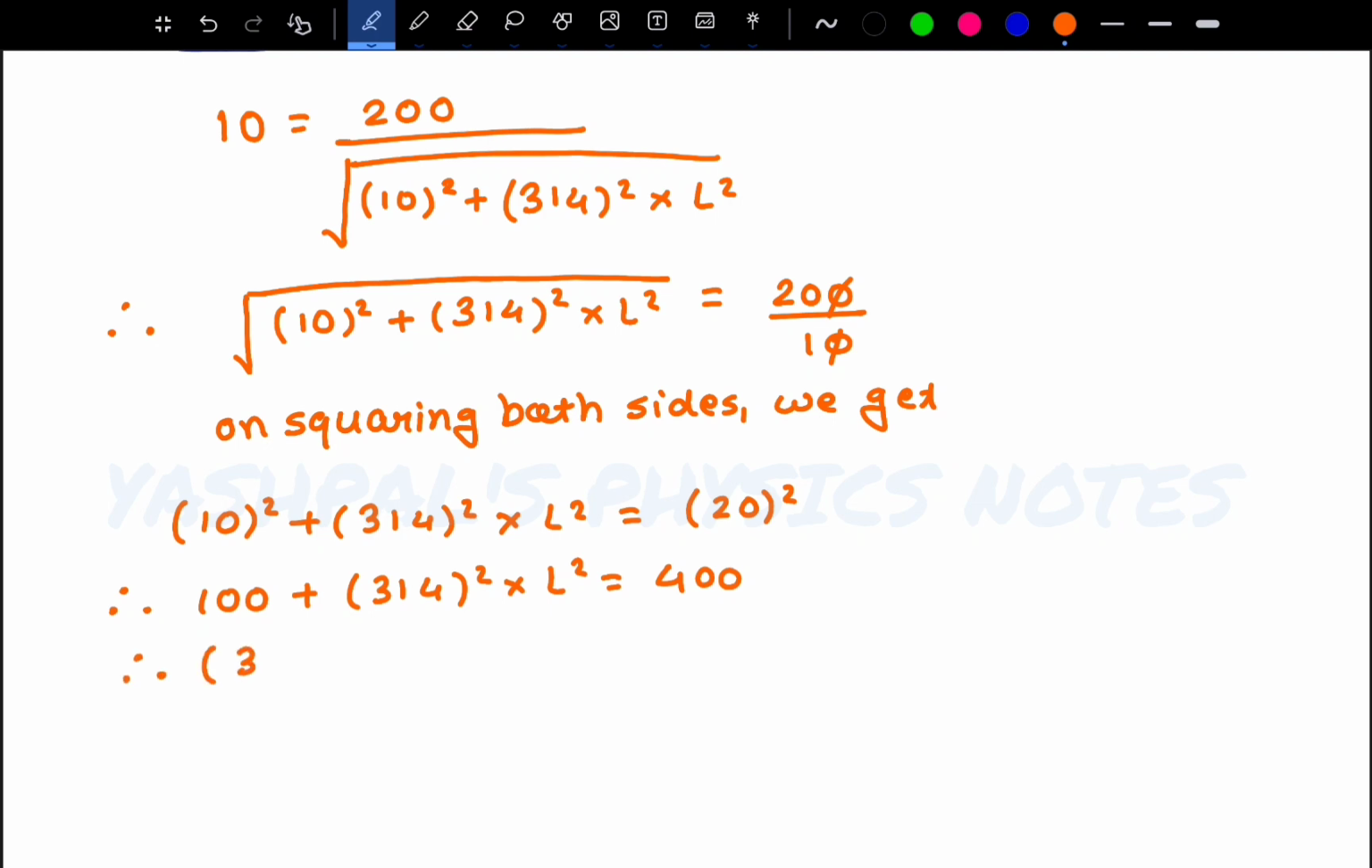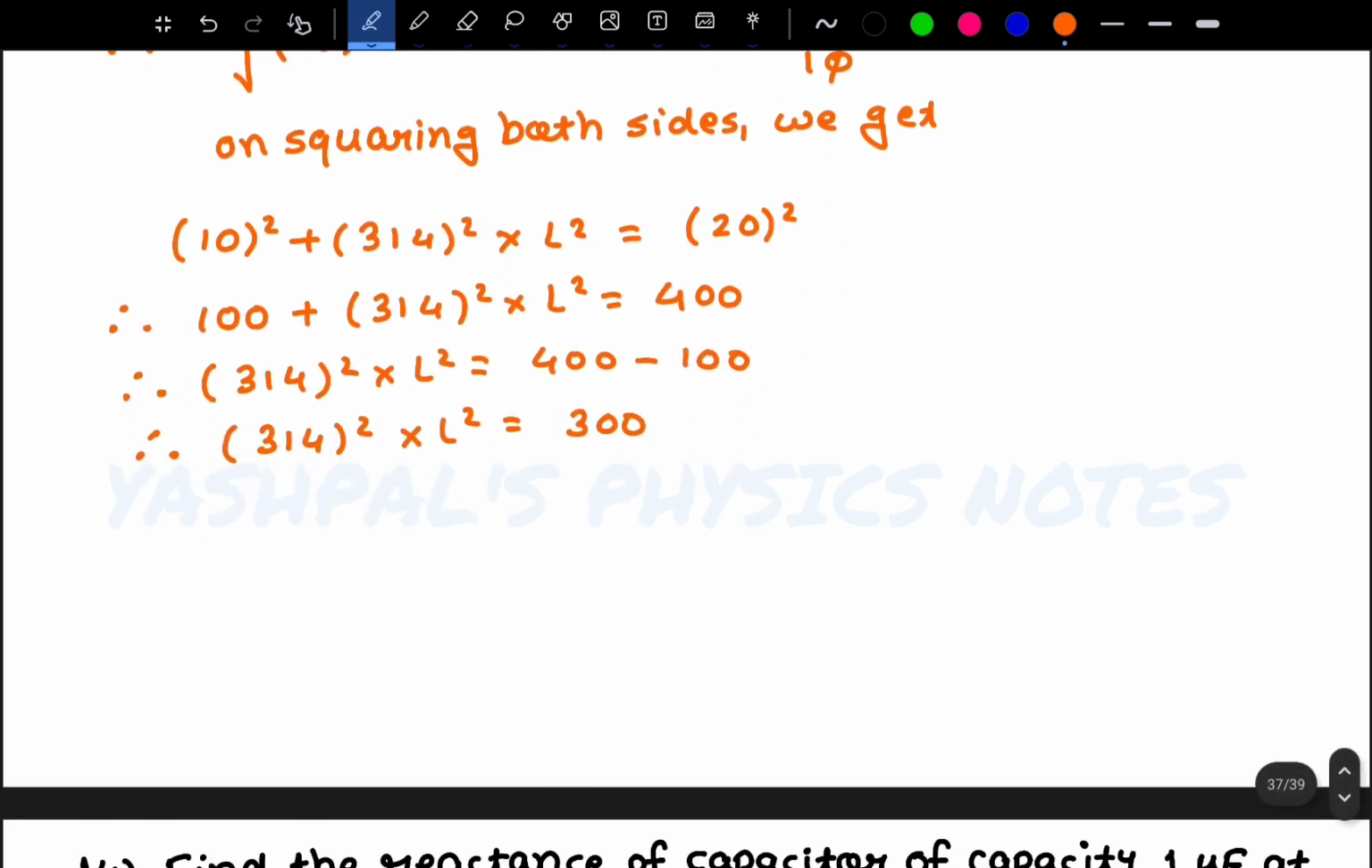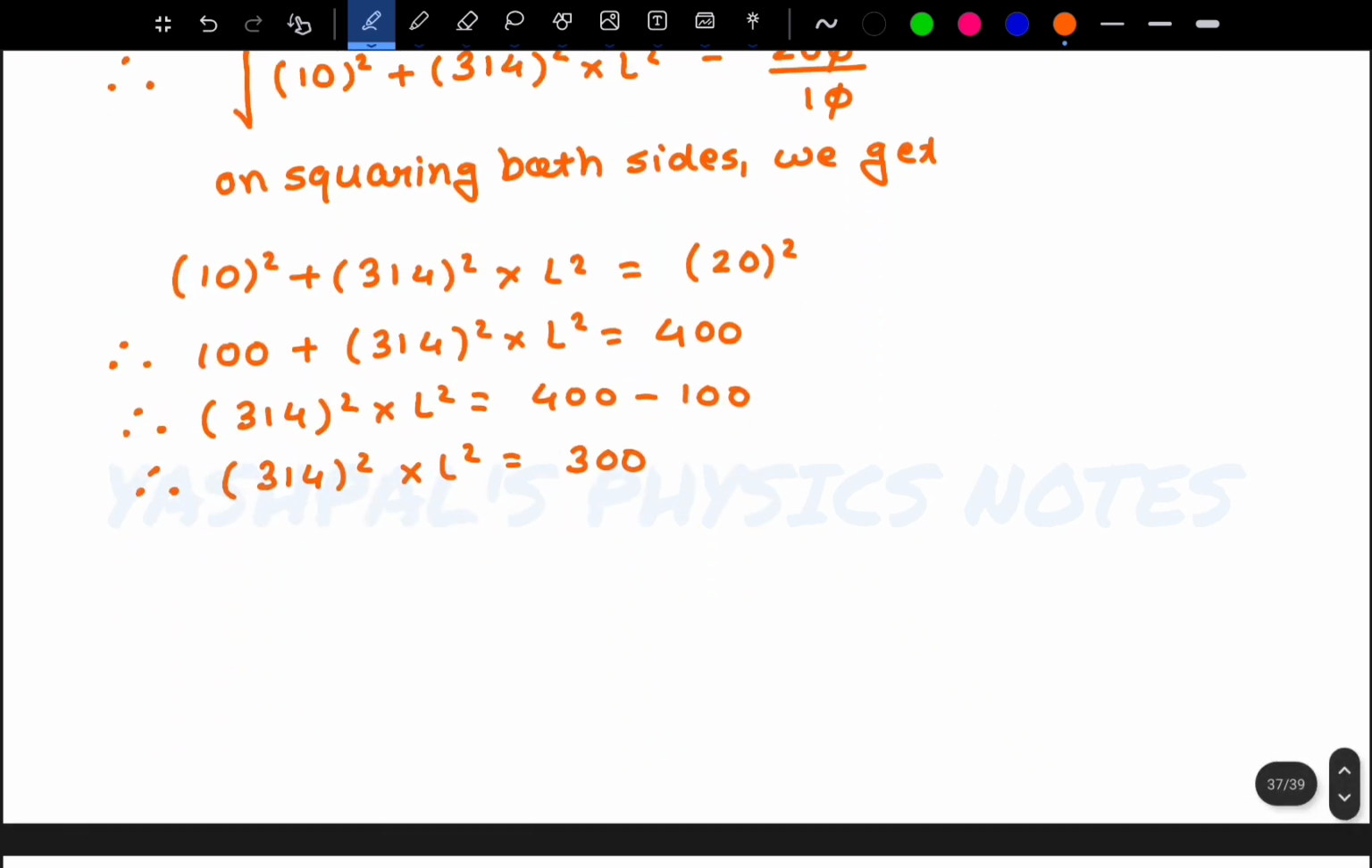Therefore 314 whole square into L square is equal to 400 minus 100. So therefore 314 whole square into L square is equal to 300. Now see here, I can write this value L square as 300 upon this 314 whole square.